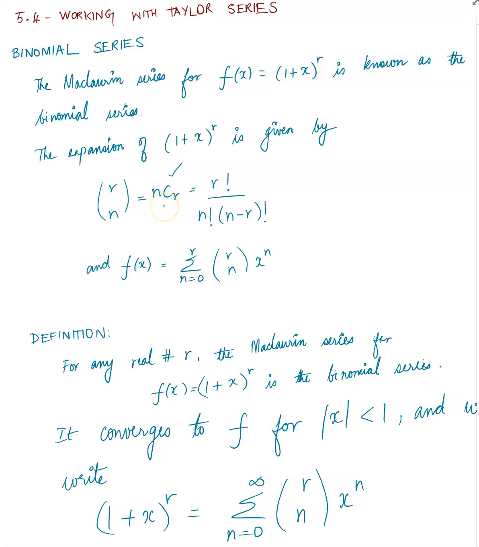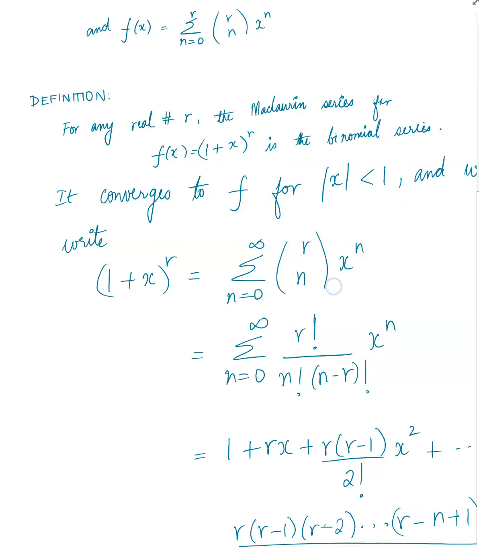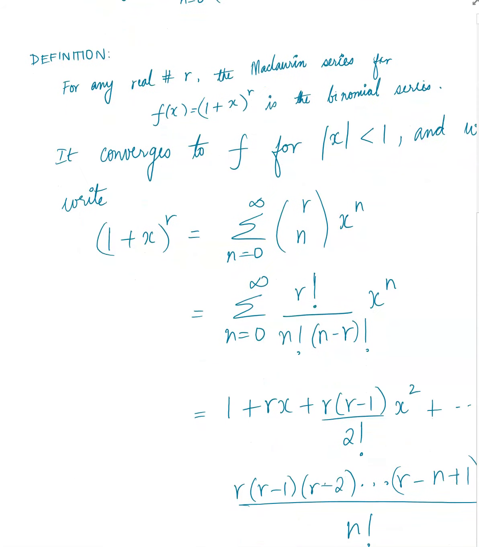nCr, in a nutshell, is r factorial over n factorial times (r minus n) factorial. And when you write the series for f of x, you put the summation, of course, from 0 to r, nCr x to the power n. So that's the binomial series idea, 0 to r. Now we want to give a formal definition, because when we say Maclaurin series, we want to make sure that the series is included for n from 0 to infinity.